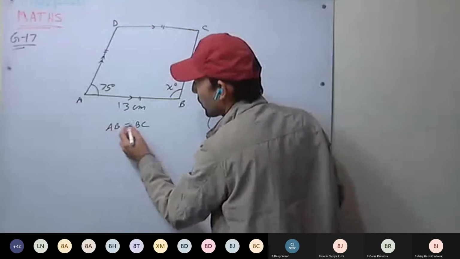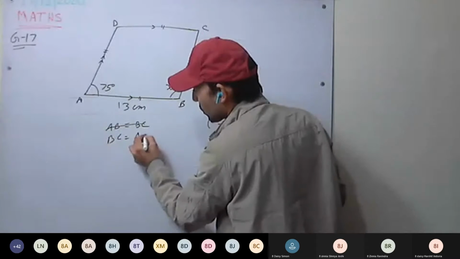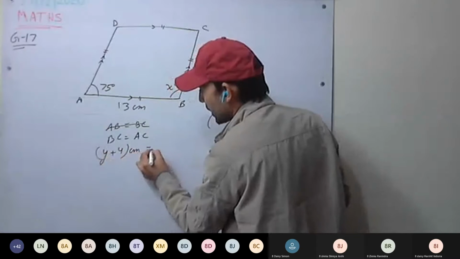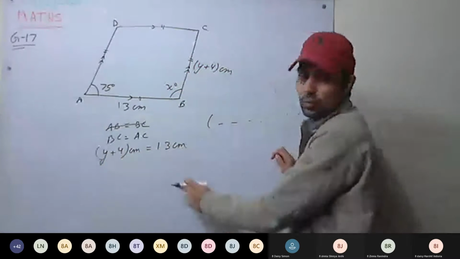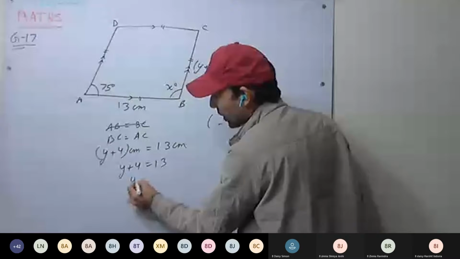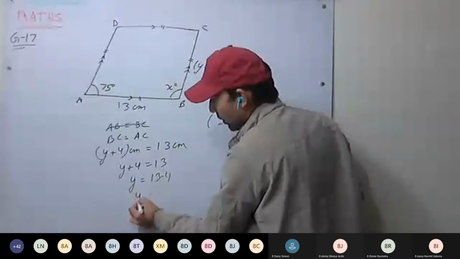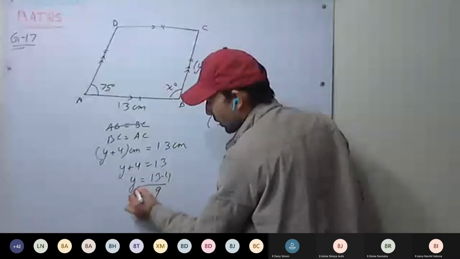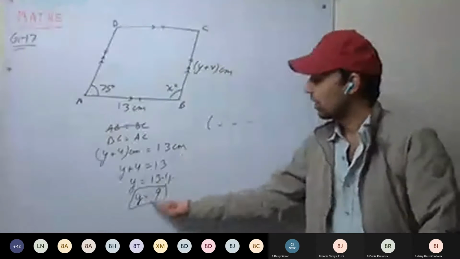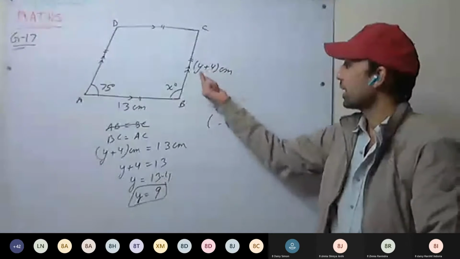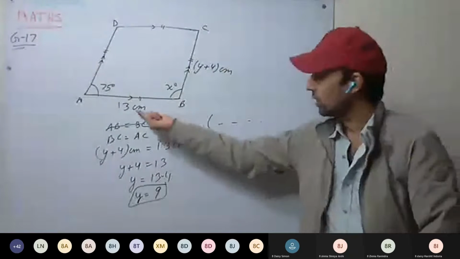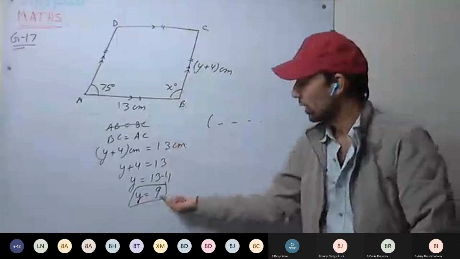So AB is how much? Or you can write BC equal to AB as well. No issue. So BC is what? y plus 4 centimeter equal to 13 centimeter. From both the sides, centimeter get cancelled. We have y plus 4 equal to 13. And y equal to how much? 13 minus 4. y equal to 9. Value of y is 9. Don't write 9 centimeters because centimeter already got cancelled. 9 plus 4, 13. So value of BC is 13 centimeter as well. Same size.